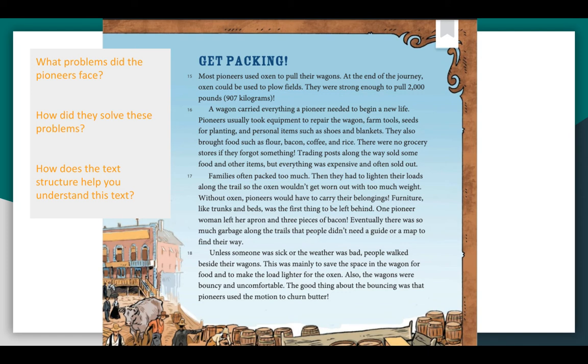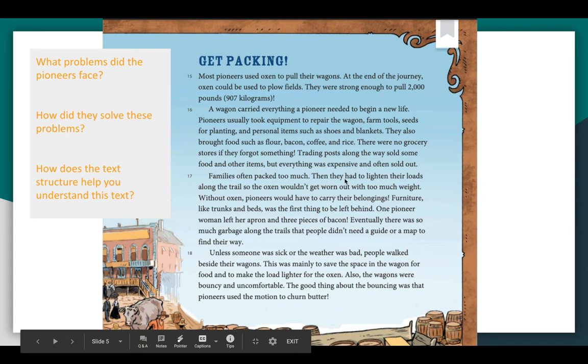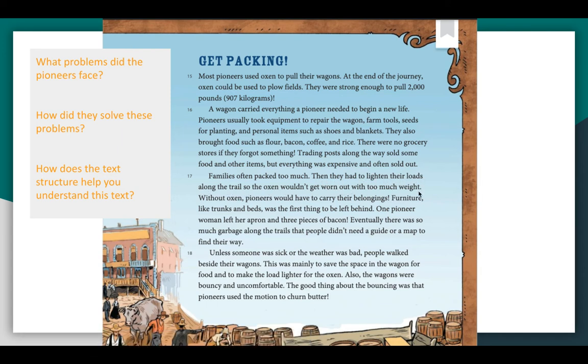Our second question was, how did they solve these problems? How did the pioneers solve the problems? Some of you may have answered that they left things behind. In the text, it says they had to lighten their loads along the trail so that the oxen wouldn't get worn out with too much weight. Okay? It said furniture like trunks and beds was the first thing to be left behind. These are clues to tell you how to answer that question. So, how did the pioneers solve these problems? Well, they left things behind, heavy items like furniture.